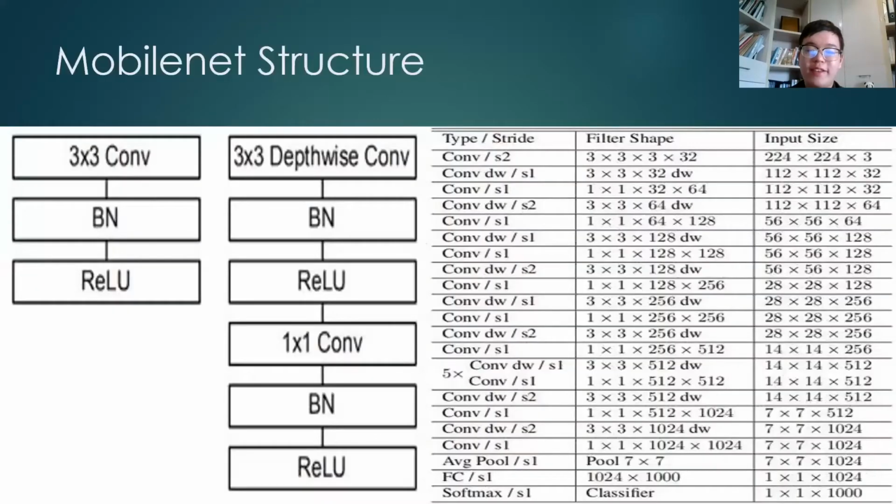Now we can look at the entire structure. The left figure shows the structure of a block in MobileNets. It can be seen that MobileNets add a BN layer and ReLU layer to both depthwise and pointwise convolution. The table on the right-hand side shows the whole structure in detail for MobileNets.